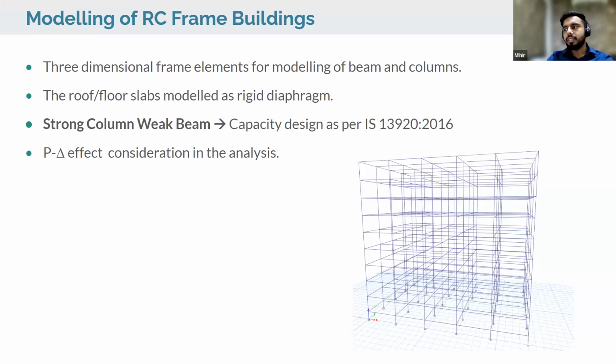So suppose my column is failing first, then the collapse prevention would be quite difficult in this case, because if the column is failing, it will make the whole building fall. But if, for any floor, we have the mechanism formed in the beam, then it is okay. Then we can say that it has not reached the collapse prevention stage as of now. So that is the concept behind that. Then we can also consider the P delta effect in the analysis itself. That will give me the second order forces that are coming due to the deformation.